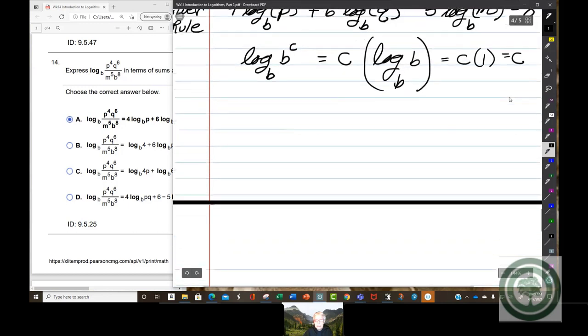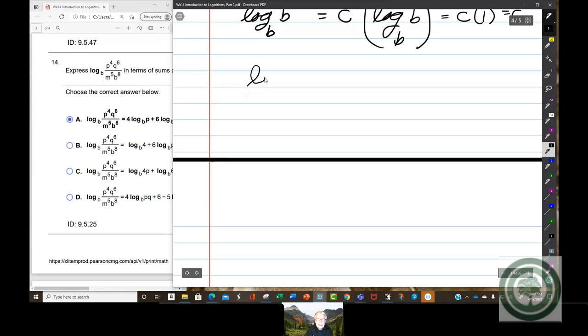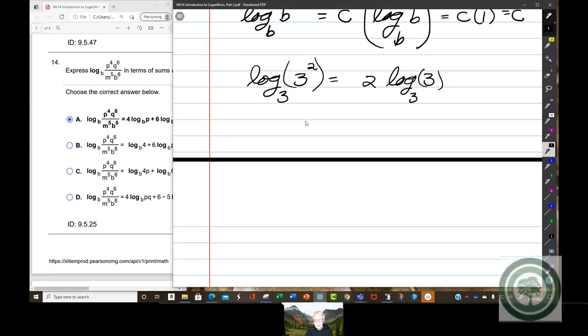So now if we apply numbers to this, let's say we have log base 3 of 3 to the 2. That's going to be 2 times log base 3 of 3. Now, log base 3 of 3 is 1. So you have 2 times 1, so the answer is 2. Which means you can save these steps if you want to and just say, oh great, the 3 matches the 3, so the answer is 2.